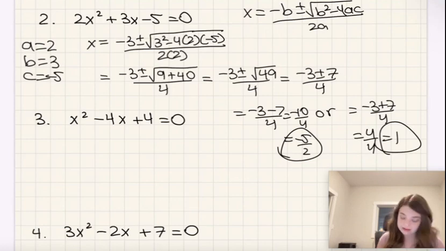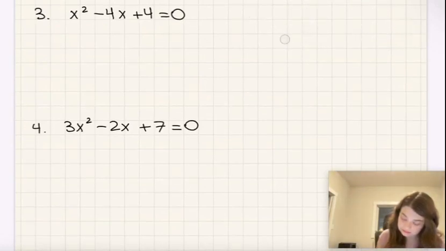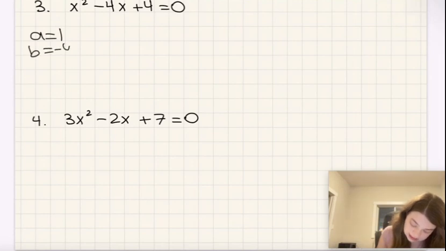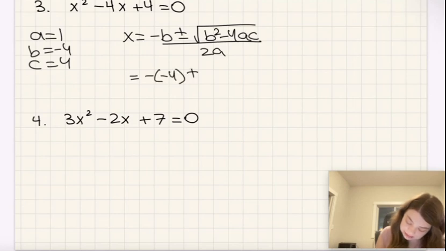All right, let's try a third and fourth example. Okay. So for this one here, we have that A is equal to 1, B is equal to negative 4, and C is equal to 4. So here we have x equals negative b plus or minus the square root of b squared minus 4ac all over 2a.